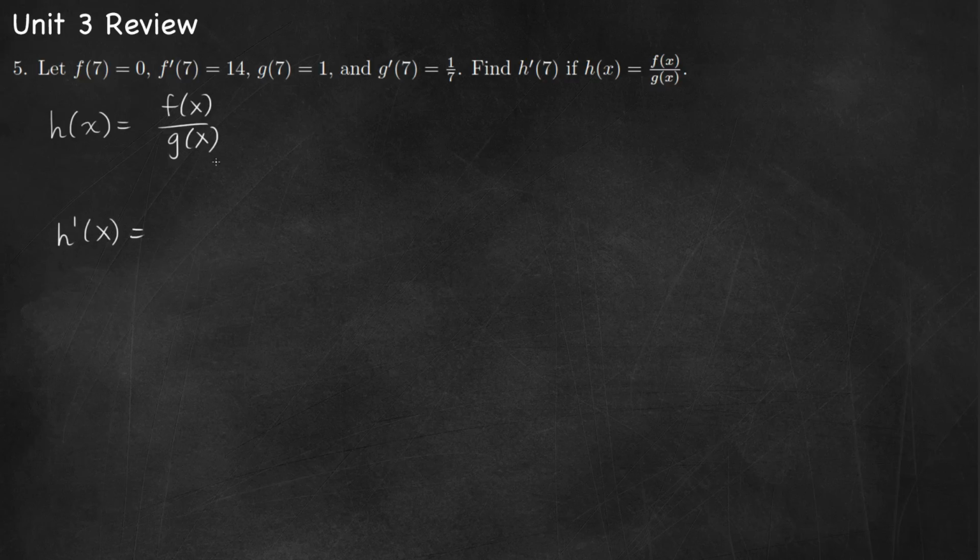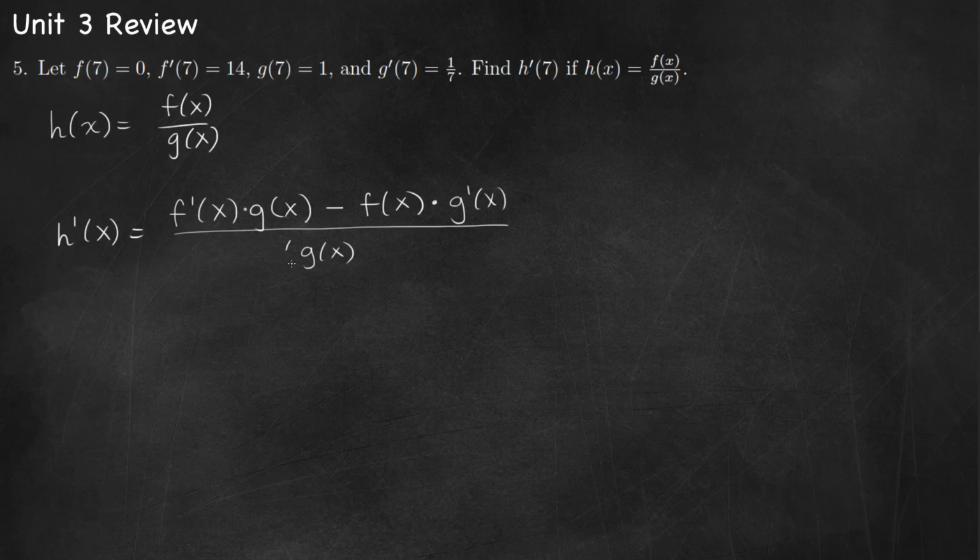We're going to use the quotient rule. So I take the derivative of the top, f prime of x, times the bottom, times g of x, minus the top, f of x, times the derivative of the bottom, g prime of x. All of that over the bottom squared. So g of x squared.